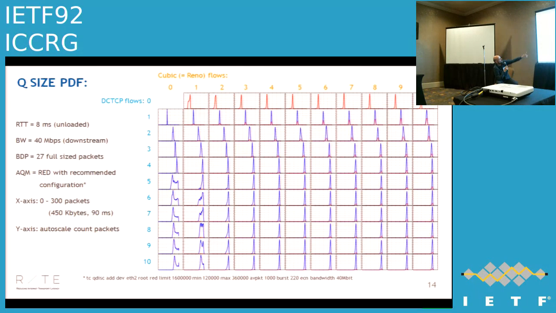Next slide. This is the queue size. Normally the scale here is 300 packets. So this is a PDF of the queue size again. With our RED configuration, it's around 75 packets.